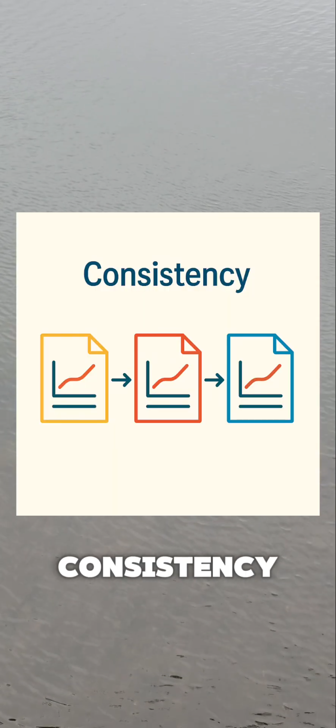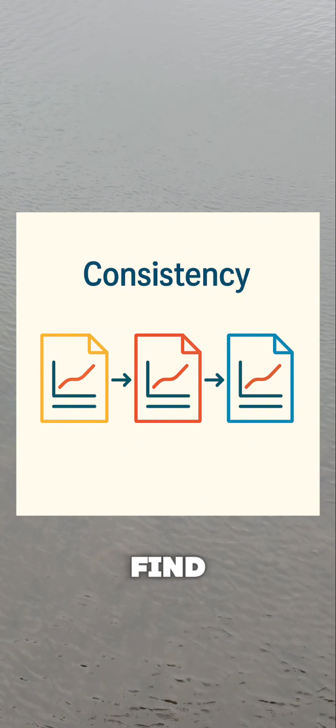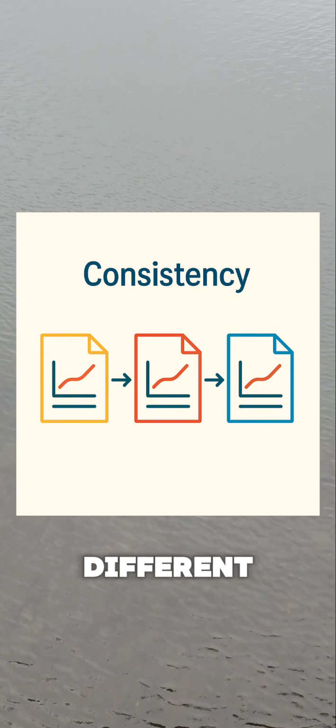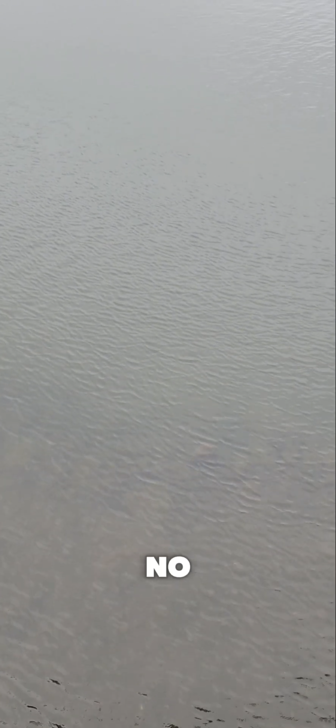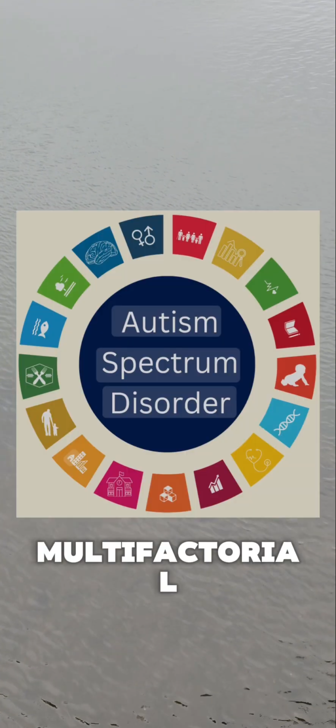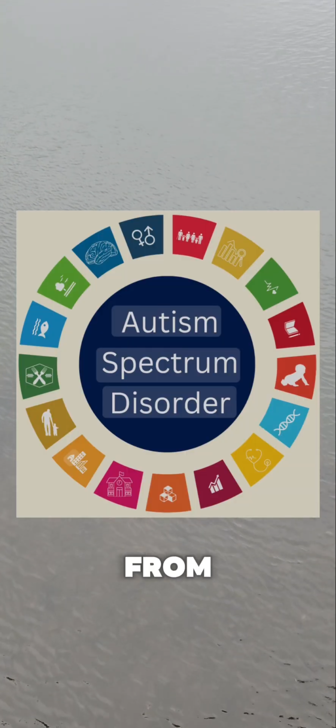We need to think about consistency. Did we find similar associations in different studies from different settings? These days, we don't talk about specificity because this is no longer a one-to-one relationship. It is multifactorial. Autism can happen from many different exposures.